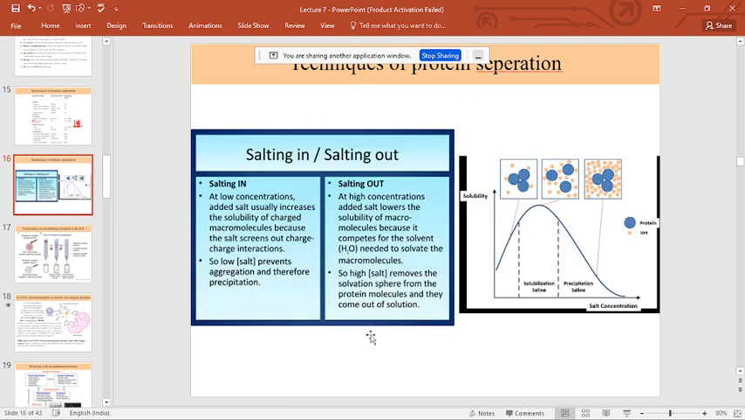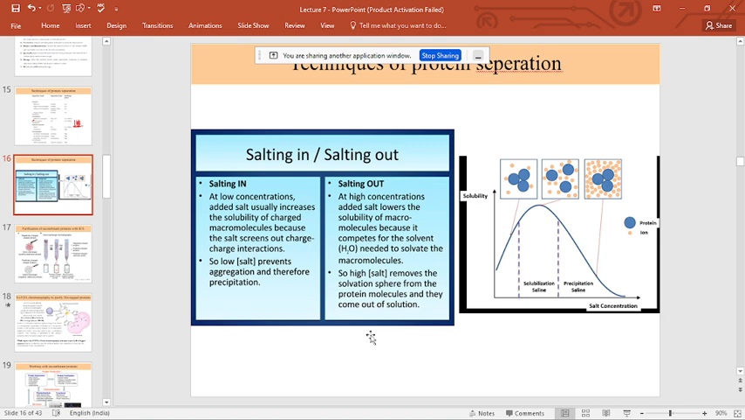So this is a very interesting concept. Have a look at this. Initially, when there are very few salt molecules, the protein-salt interaction is much less compared to the protein-protein interaction. That is why there is aggregation. Then as you keep on increasing the salt concentration, the proteins interact very well with the salts, and this also enables the proteins to interact with the water molecules. That is why the proteins are very well soluble, right?